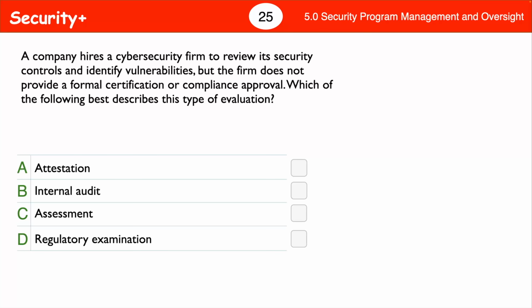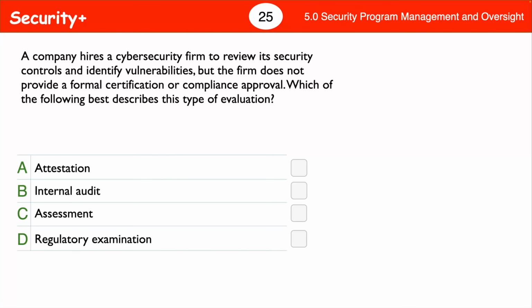Question 25. A company hires a cybersecurity firm to review its security controls and identify vulnerabilities, but the firm does not provide a formal certification or compliance approval. Which of the following best describes this type of evaluation? A, attestation, B, internal audit, C, assessment, or D, regulatory examination?